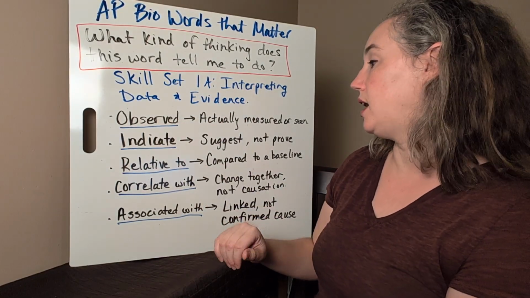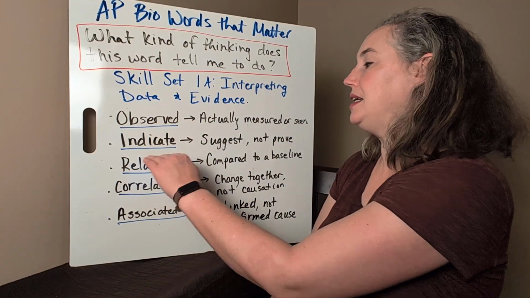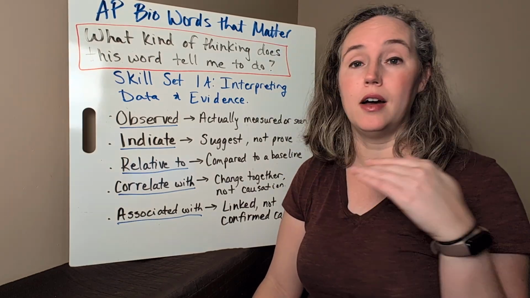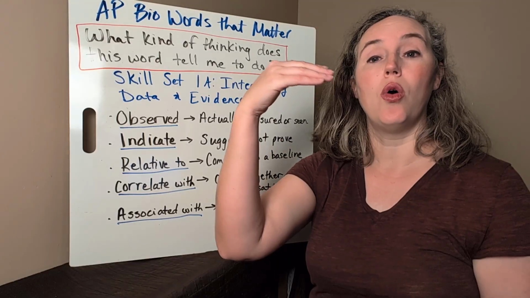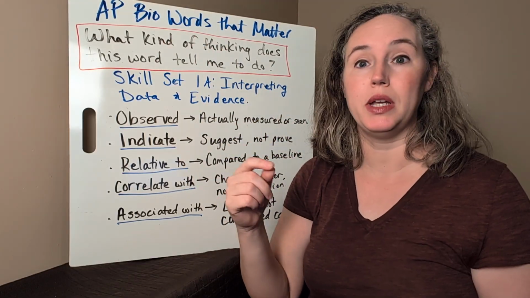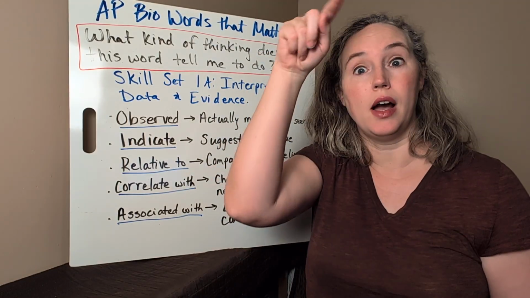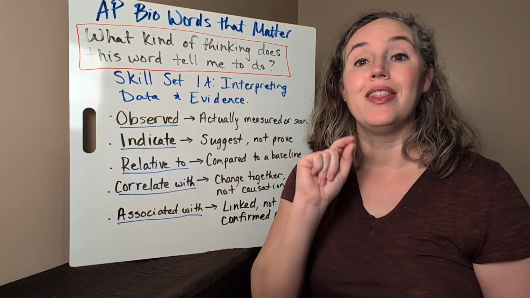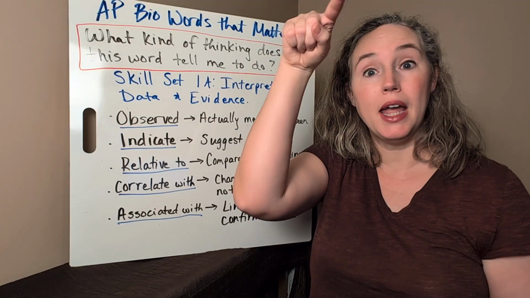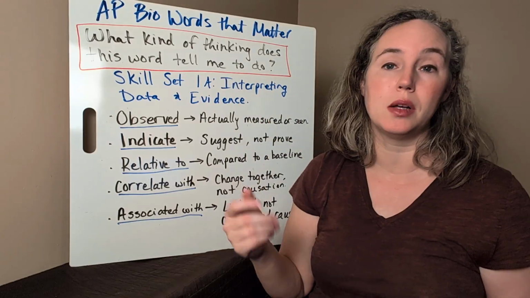The next word is indicate. When it says data indicates or the results indicate, that means suggest. We don't use the word prove, but they suggest or give us evidence for, right? So an example would be, say you had a graph with an optimum pH and the high point was at 7. You could say the data suggests that the optimum pH is 7, right? Because that was the highest point of enzyme activity on that graph.